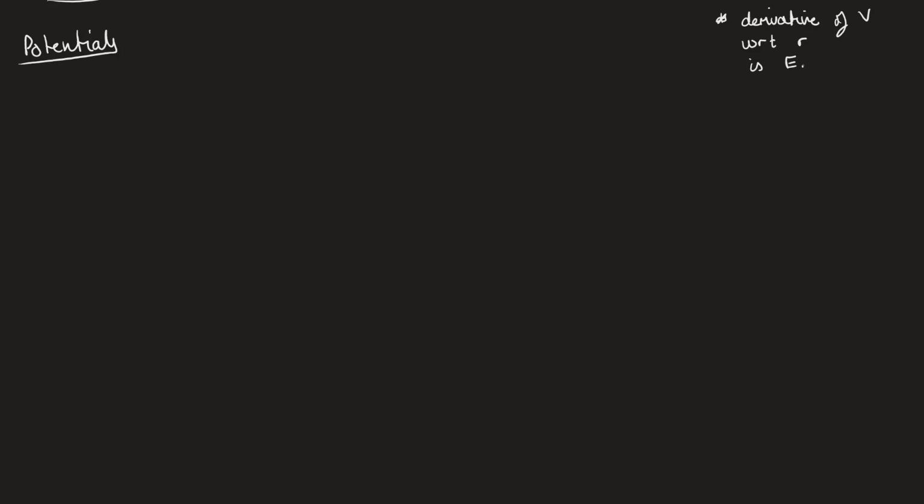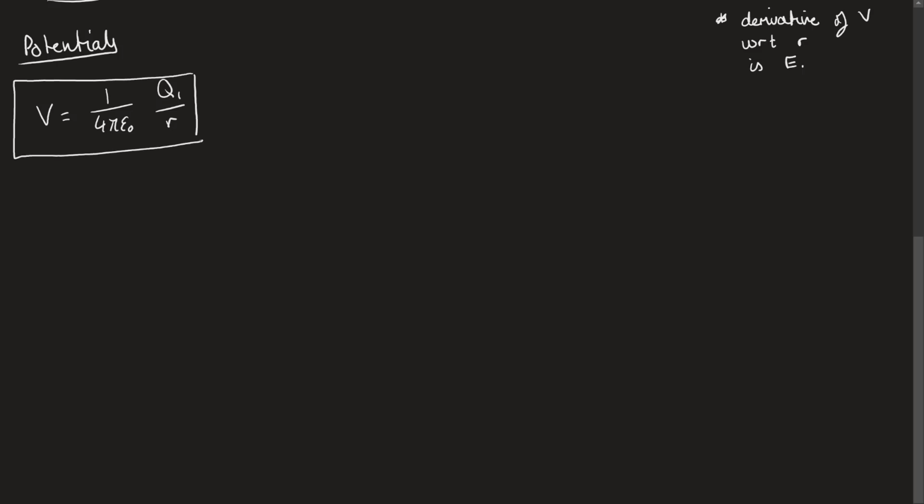You don't have to know how to do the derivatives. It's just a way of remembering it, but it's on your formula sheet anyway, so it doesn't really matter. So we can just say that from the formula sheet, the equation we have for potentials is that V is equal to 1 over 4 pi epsilon naught Q1 over R. Okay, so this is now not dependent on R squared anymore. This is dependent on R. So this is the formula for potential.